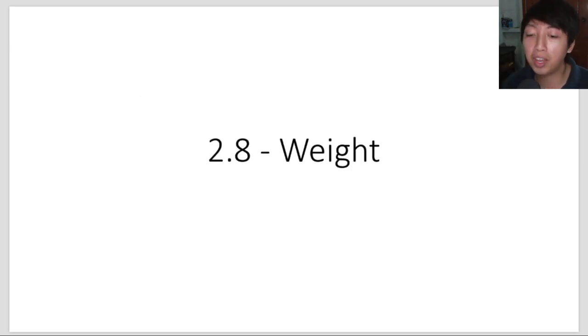The last one is weight. Weight, I don't need to explain because you already know what weight is. Weight is the mass of an object times gravity. You studied this in Form 2. Weight, or daya berat, is just another type of force, right?